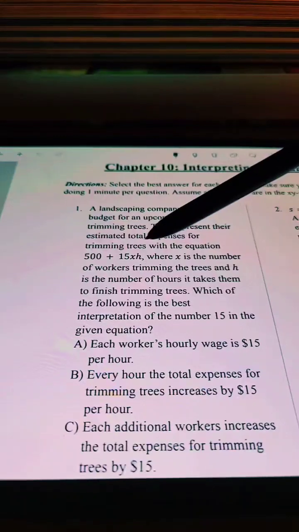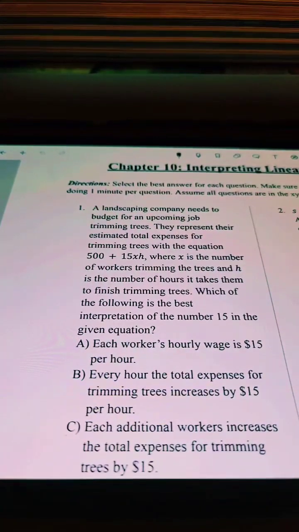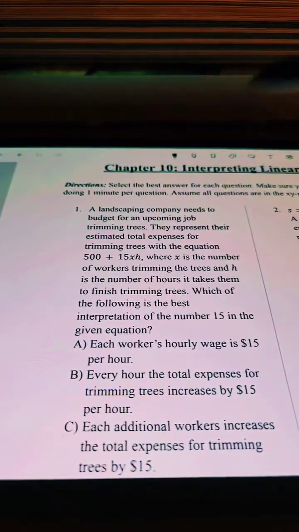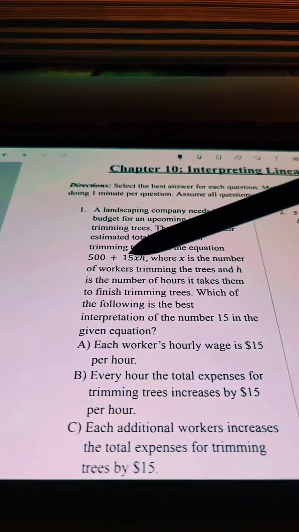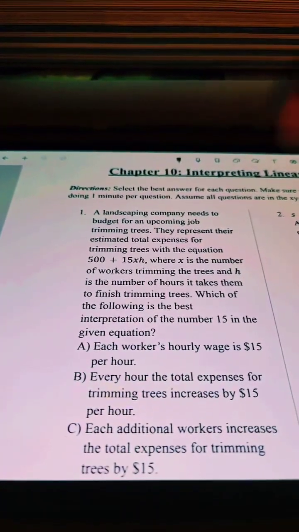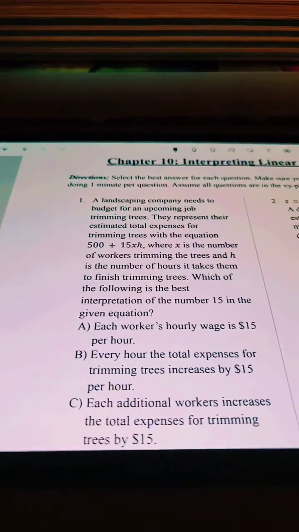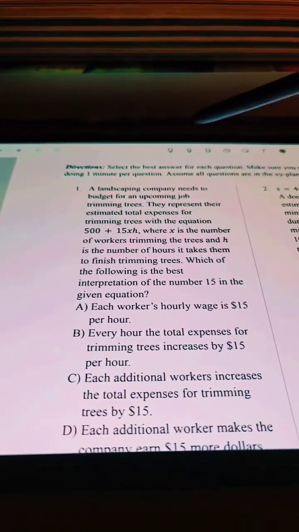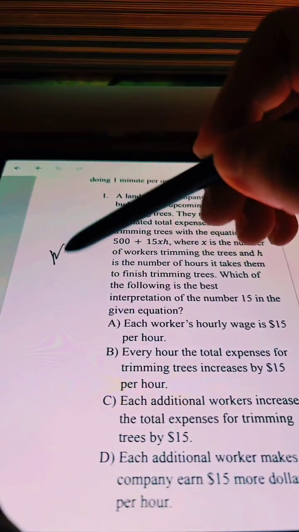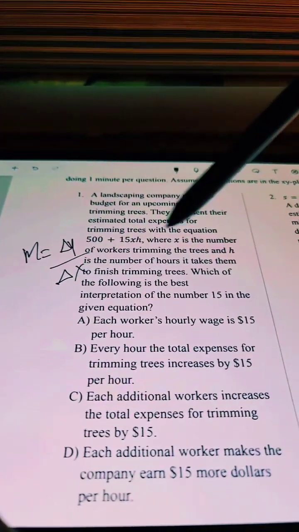So right away, I'm seeing that 15 is being multiplied by not just one variable, but two variables here. In the context of a linear equation, that would mean that 15 has something to do with what we would refer to as the rate, the slope, that sort of thing. There's a bunch of different ways to refer to it, but those are the two most common ways you're used to. That's the total number of expenses, so that's going to be what's going up $15 per hour, because remember, slope is change in y over change in x.